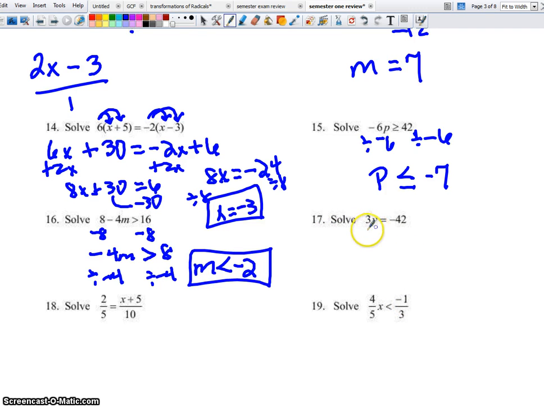Number 17, we need to move that 3. Both sides are going to get divided by 3. And y is equal to negative 14.